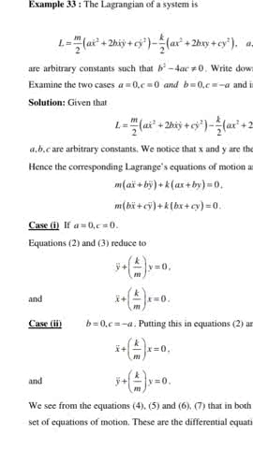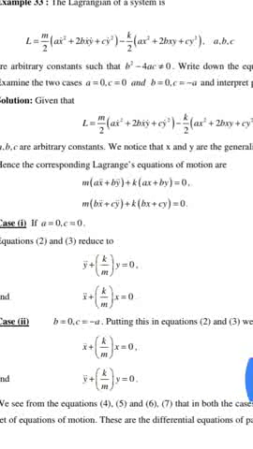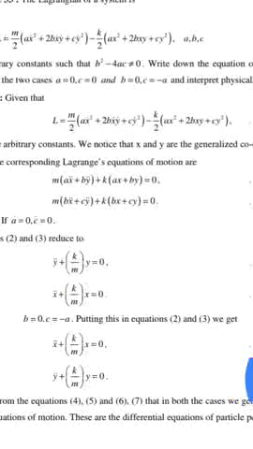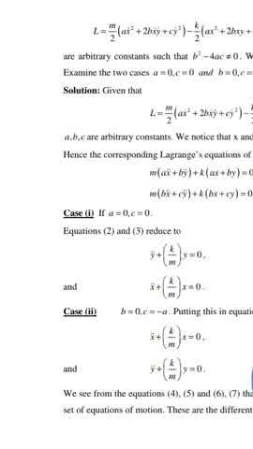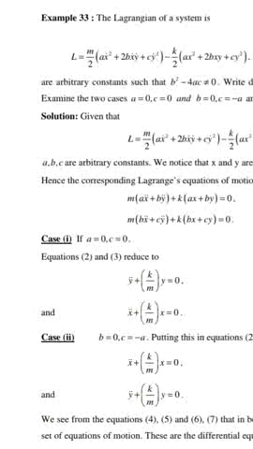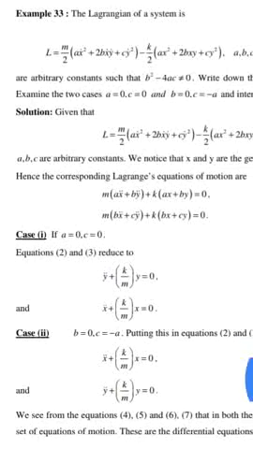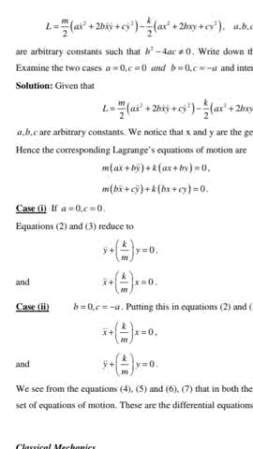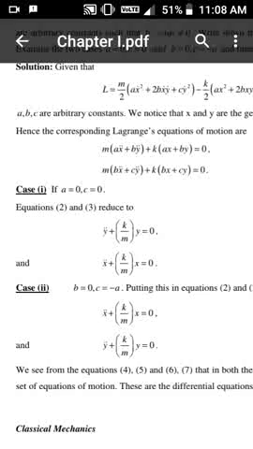Now see a solution. It is given that L = (m/2)(a ẋ² + 2b ẋ ẏ + c ẏ²) − (k/2)(a x² + 2b x y + c y²), where a, b, c are constants. It is clear that x and y are the generalized coordinates, and Lagrange's equations of motion are d/dt(∂L/∂ẋ) − ∂L/∂x = 0 and d/dt(∂L/∂ẏ) − ∂L/∂y = 0. Therefore, m(a ẍ + b ÿ) + k(a x + b y) = 0 and m(b ẍ + c ÿ) + k(b x + c y) = 0.